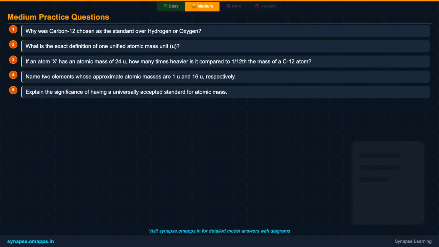Why was carbon-12 chosen as the standard over hydrogen or oxygen? What is the exact definition of one unified atomic mass unit? If an atom, X, has an atomic mass of 24 U, how many times heavier is it compared to 1/12 the mass of a C12 atom? Name two elements whose approximate atomic masses are 1 U and 16 U, respectively. And finally, explain the significance of having a universally accepted standard for atomic mass.